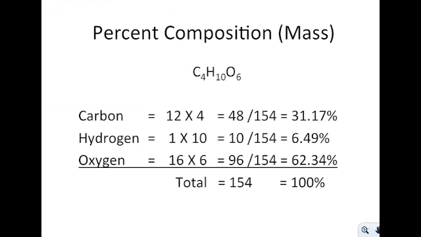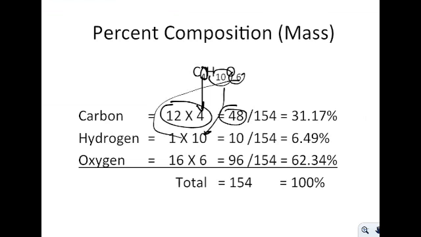In order to do percent composition by mass, you have to find the mass of each constituent part. So for example, there are 4 carbons. Carbon has an atomic mass of 12, so I multiply 12 times 4 and I get 48. 1 times 10, because you have 10 hydrogens. 6 times 16, you get 96 for the oxygens. That means that the total mass of this particular molecule is 154 grams per mole.